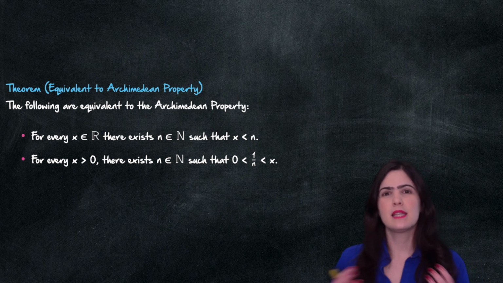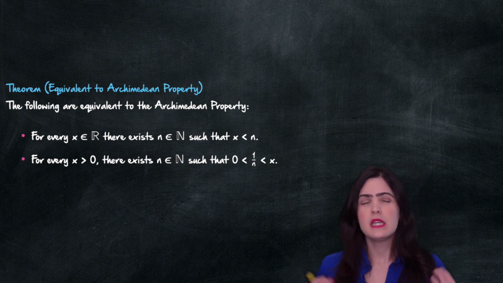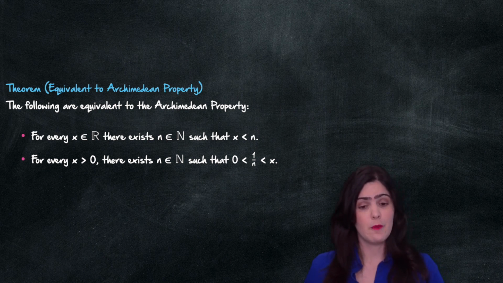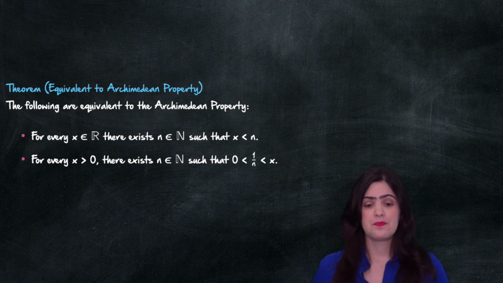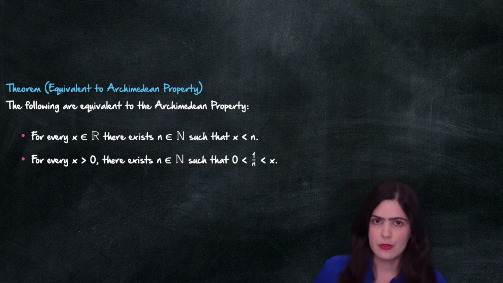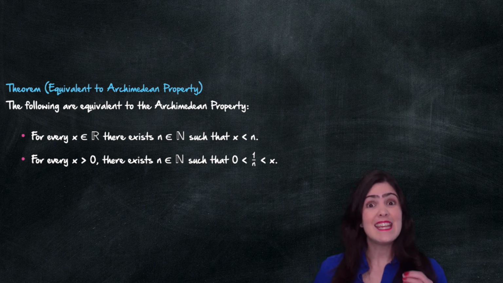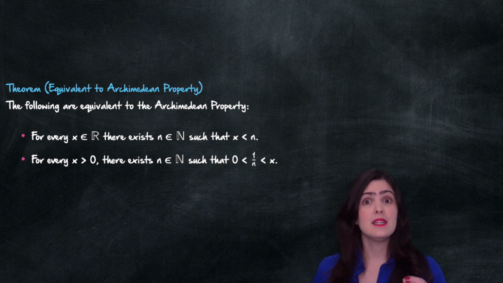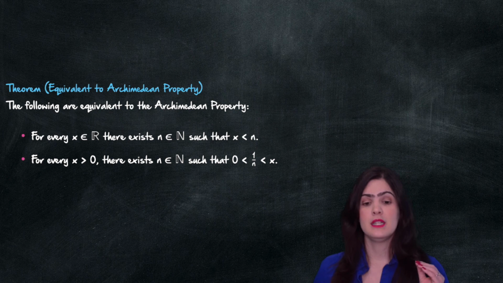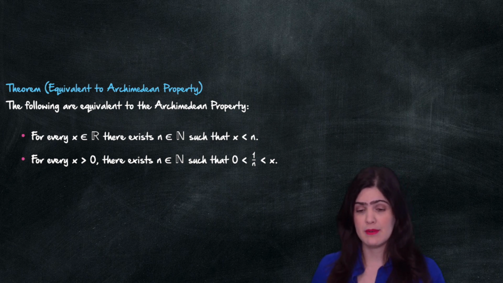Because just saying that the set of natural numbers is not bounded above is not very useful in practice. But these two statements are very, very useful. So the first one says for every real number x, there exists a natural number n such that x is less than n. If you read it carefully, this is just the negation of n is bounded above. Check it, but this is just the negation of n is bounded above.